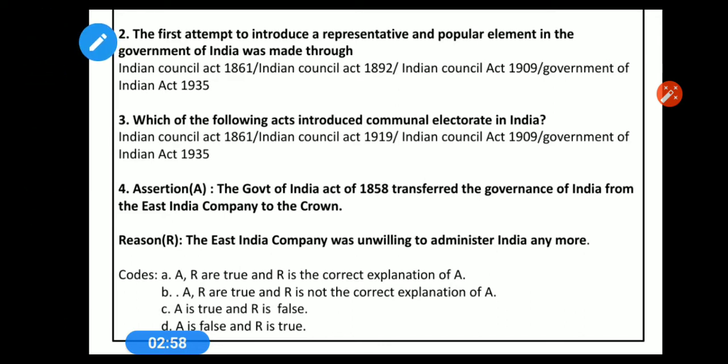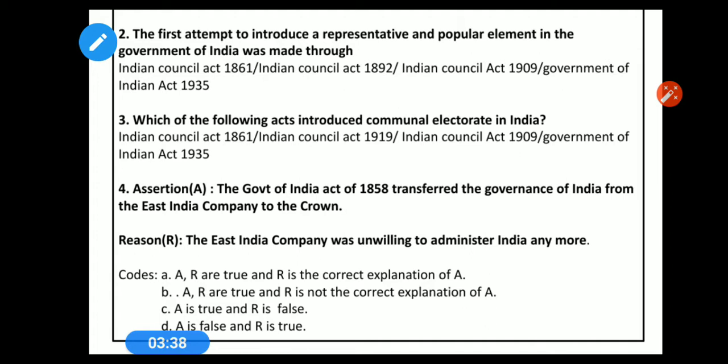Okay, the fourth question. Assertion: the Government of India Act of 1858 transferred the governance of India from the East India Company to the Crown. Reason: the East India Company was unwilling to administer India anymore. Option A, A and R are true and R is the correct explanation of A. Option B, A and R are true and R is not a correct explanation of A. Option C, A is true and R is false, and option D, A is false and R is true.